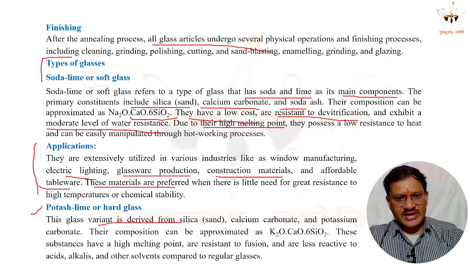This glass variant is derived from silica, that is sand, calcium carbonate, and potassium carbonate. The composition is K2O, CaO, 6SiO2. These types of substances have a high melting point, resistance to fusion, and are less reactive to acids, alkalis, and solvents compared to the regular glasses.